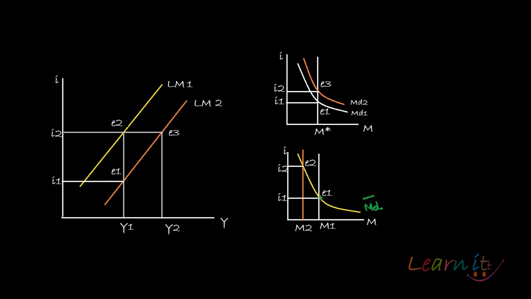So you were sitting at point E1 with interest rate I1, money demand MD bar, and money supply M1. The money demand curve is constant at MD bar, but there is a decrease in the money supply, so there will be a movement along this curve MD bar from E1 to E2, and this point is E2. Okay, this point E2 is here. Clear? So this movement from E1 to E2 is the shift in the LM curve.